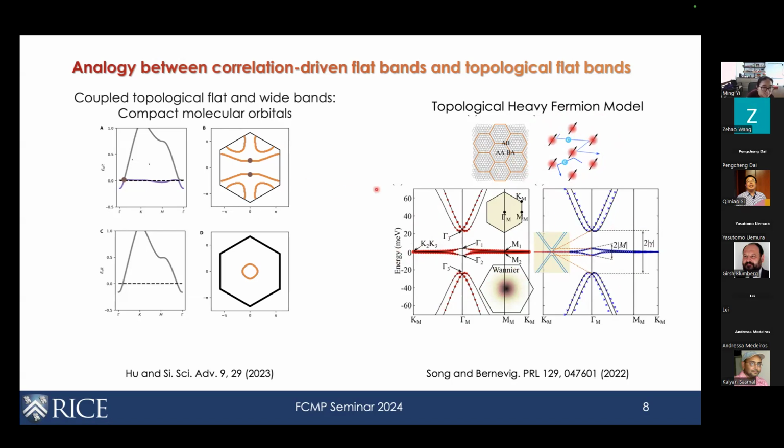I just want to mention this because there is value in thinking about the mapping of these two limits of creating flat bands, and trying to understand what more interesting physics we can actually carry over from the heavy fermion problem onto the topological flat band problems.